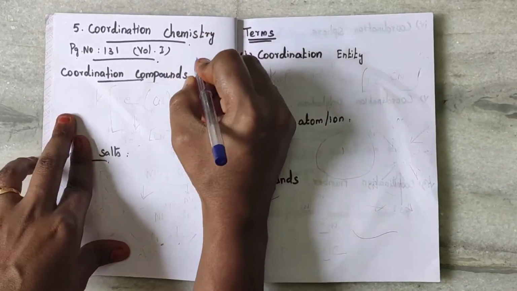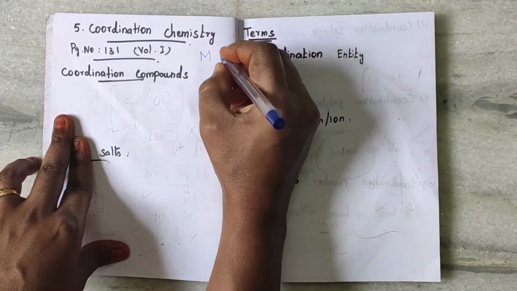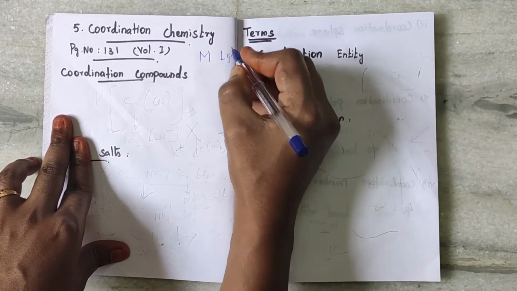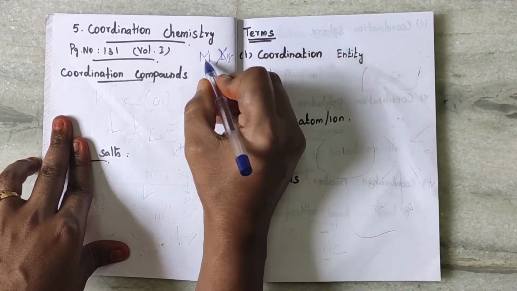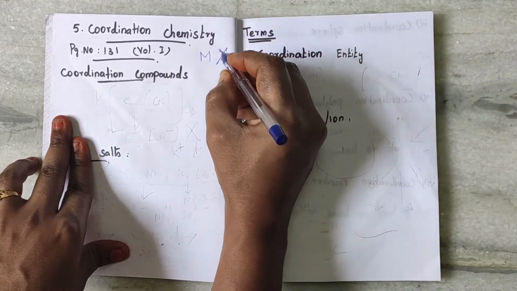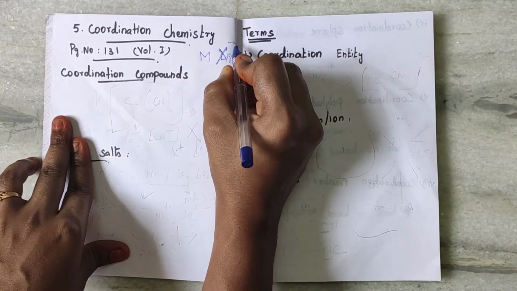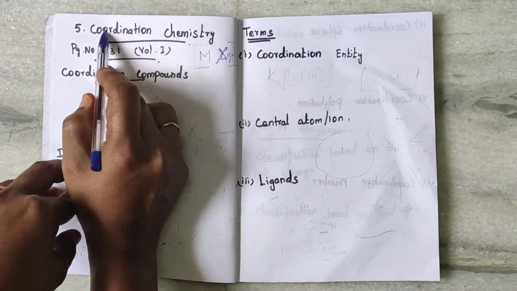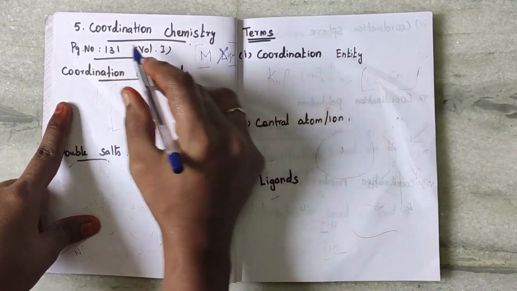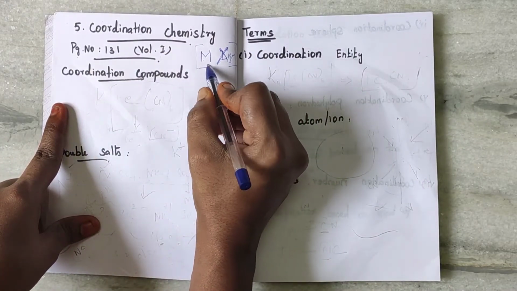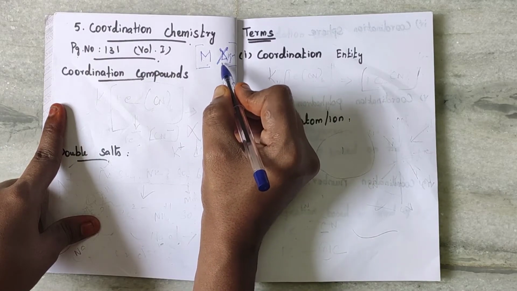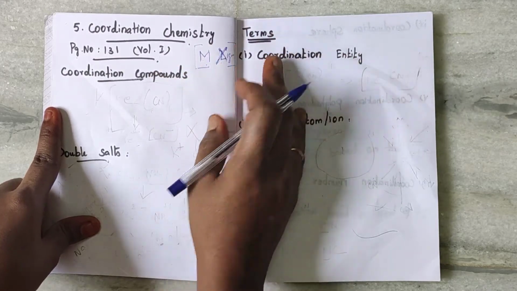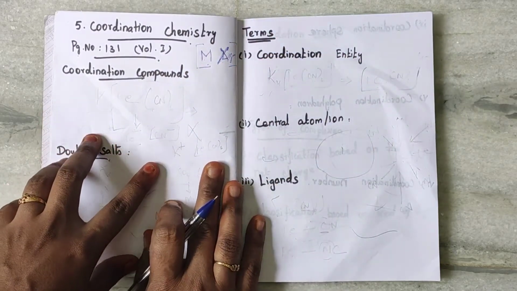That means one metal attached with ligands or ions, anything else. So one metal attached with ions enclosed in square brackets. That's called coordination. So what is coordination? A metal held and attached with ligands. That means ions or groups of atoms, etc. It differs from ionic and covalent bonds.